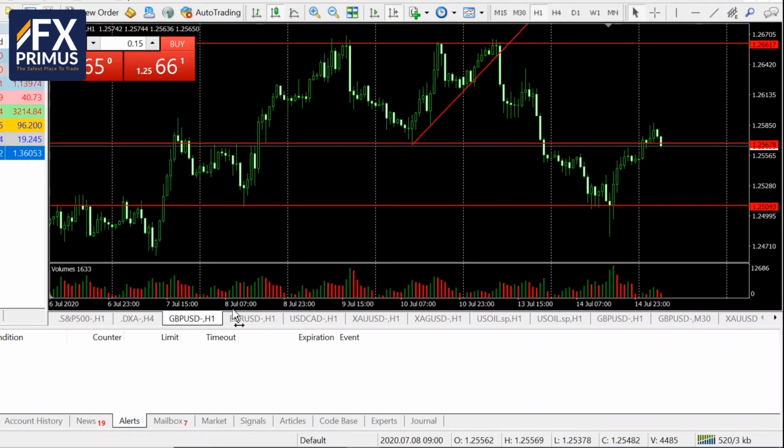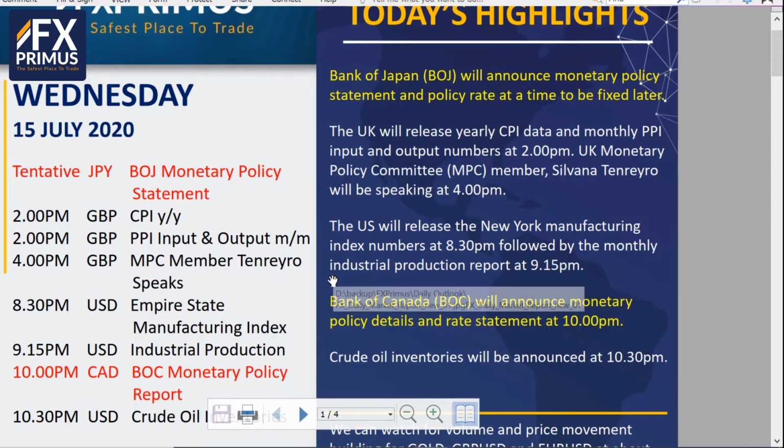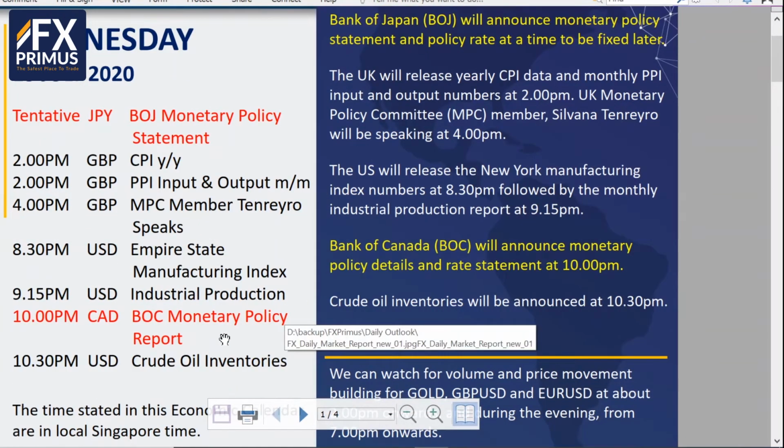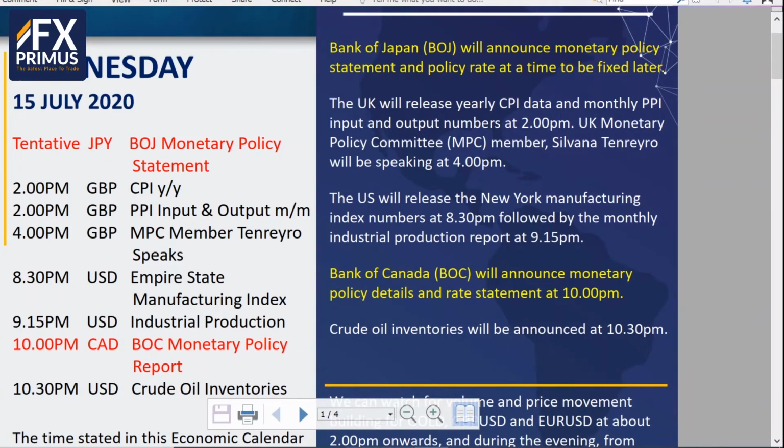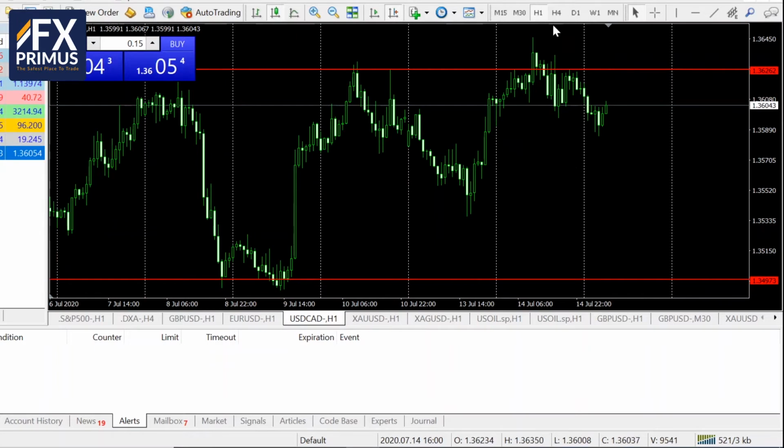Okay, so if that happens, we should see the UK pound possibly pushing back down again, and also the euro dollar pushing back down or go in a consolidation phase. Okay, so we mentioned also tonight, Bank of Canada will be releasing the monetary policy report. So let's just have a quick look on the Canadian dollar.